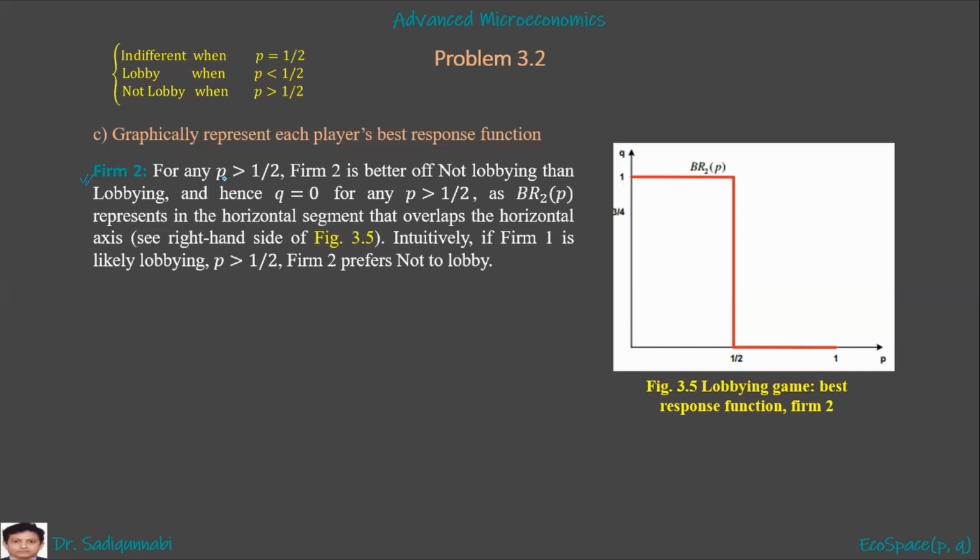What about firm 2? Similarly, if strategy P is greater than half, firm 2 is better off not lobbying. Here you see that P greater than half means firm 2 is better off not lobbying. Hence, not lobbying means Q equals 0, for any P greater than half. That means BR2P represents the horizontal segment that overlaps the horizontal axis. So this part where P is greater than half, Q equals 0, means no lobby.